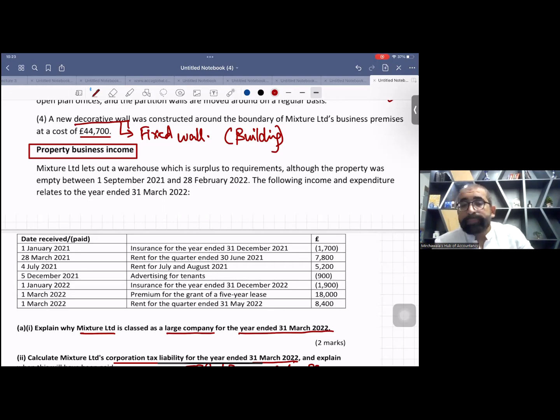And next, in companies, we compute everything for the accounting period. In this question, the accounting period is 31st March 2022, and it's a complete year, so 12 months. Since it ends on 31st March 2022, it must start in April, okay?